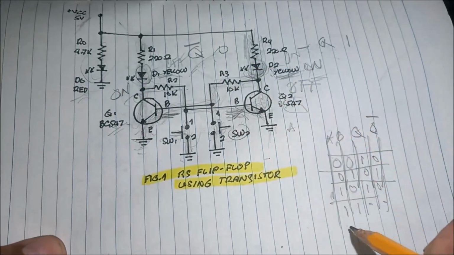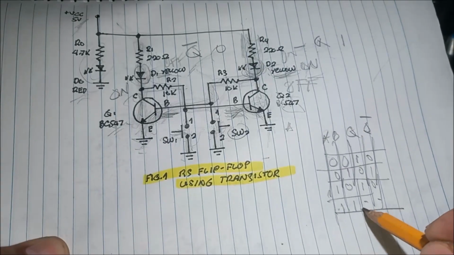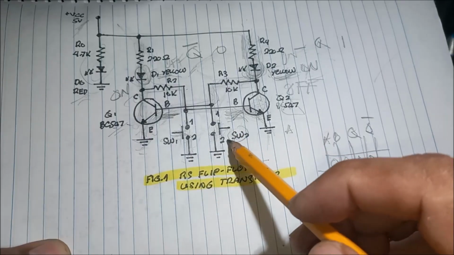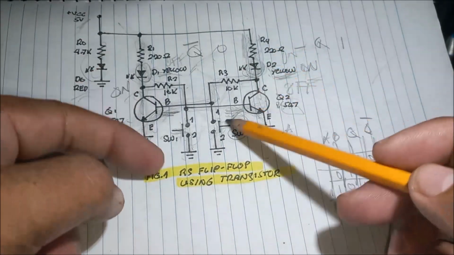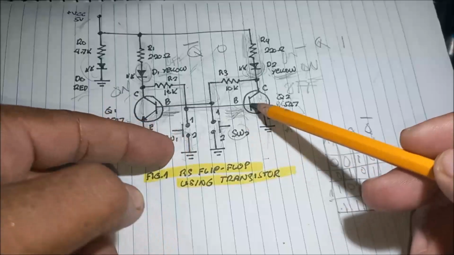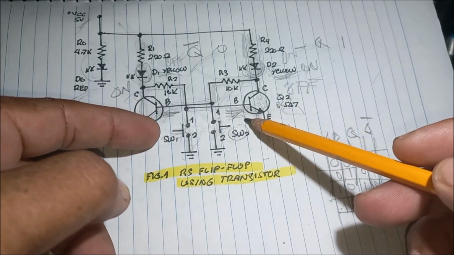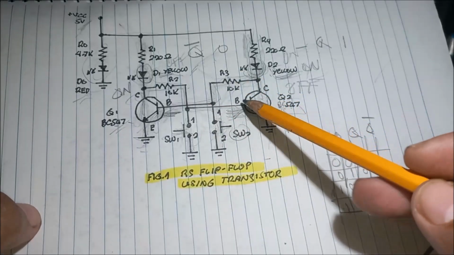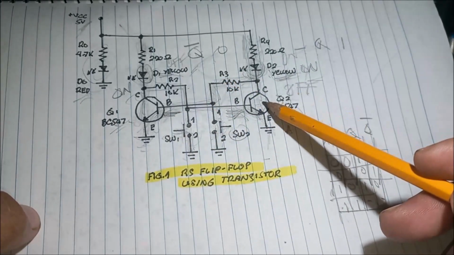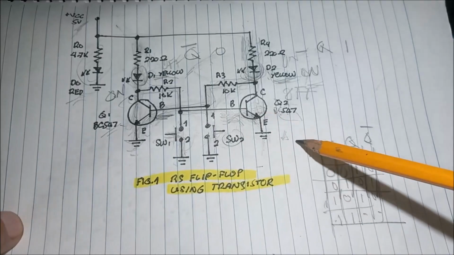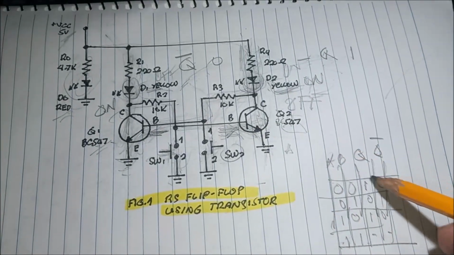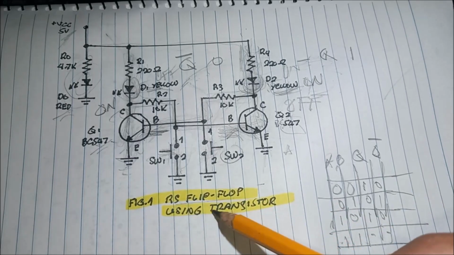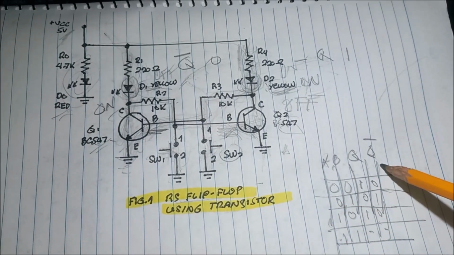So we do not press the buttons at the same time, because in theory they should both be on, but in actual we could not determine whether this one or this one is on or off. That is the RS flip-flop circuit using transistors.